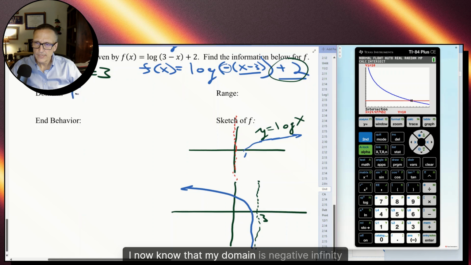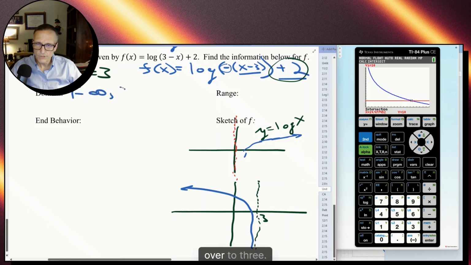I now know that my domain is negative infinity to 3. My range is all real numbers. Now the end behavior.